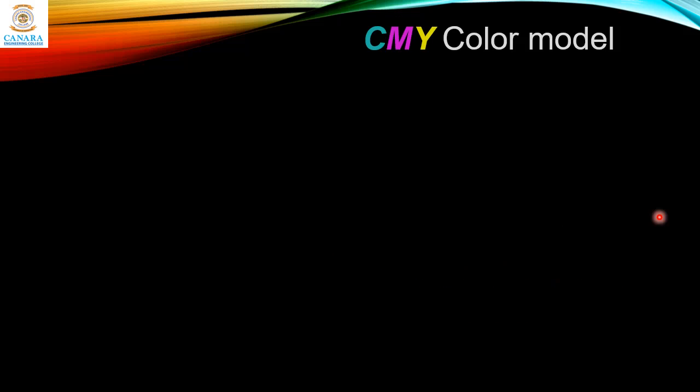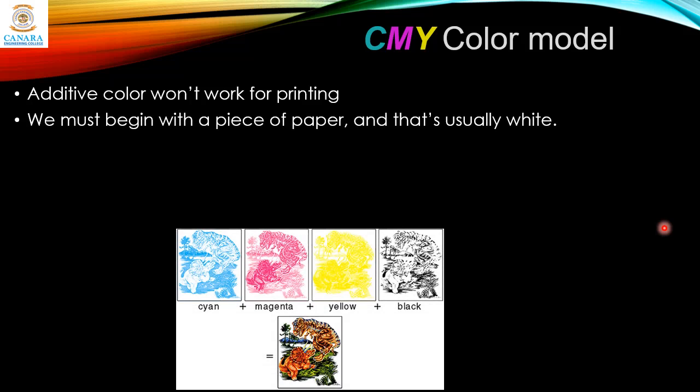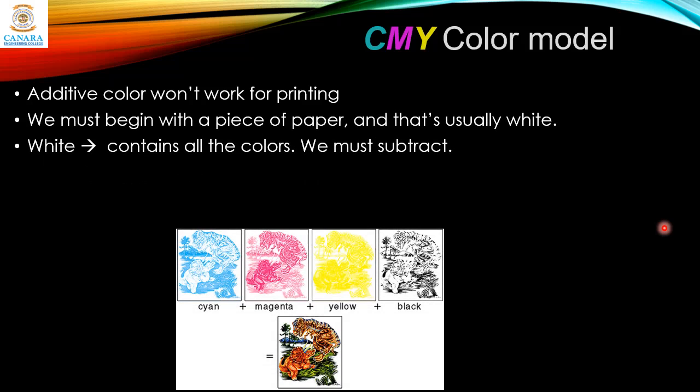Next is the CMY color model. We need the CMY color model because additive color won't work for printing purposes, because in printing we don't begin with black. As we have on this monitor, the background is black, and by adding RGB we get white light. But on a printing surface, the paper is typically white, and that means the light and all the colors are already present, and we need to subtract them from the background. So we must begin with a piece of paper, usually white. And white, as we know, is all colors, so we can't add to all colors, we must subtract.